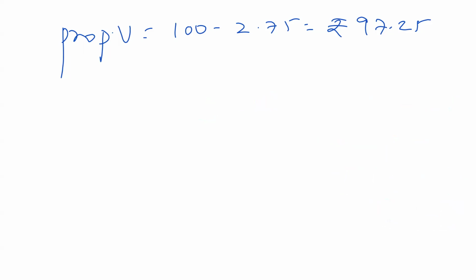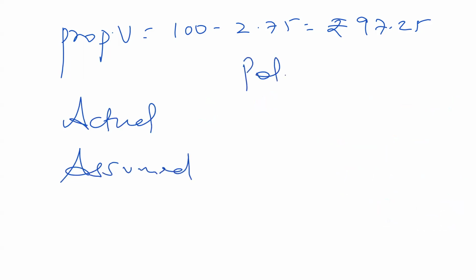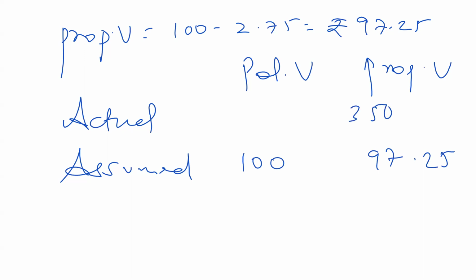Now we'll go to the actual scenario. So we'll write actual and assumed, policy value and property value. So when the assumed policy value was 100, the assumed property value was 97.25. Now the actual property value is 3,50,100. So let the actual policy value be rupees X. So you can cross multiply.